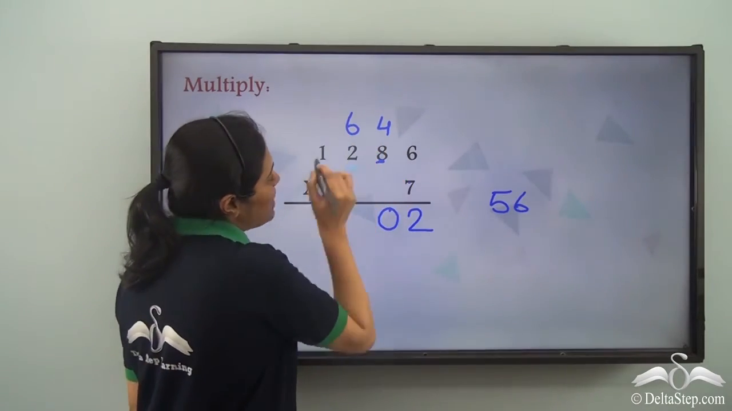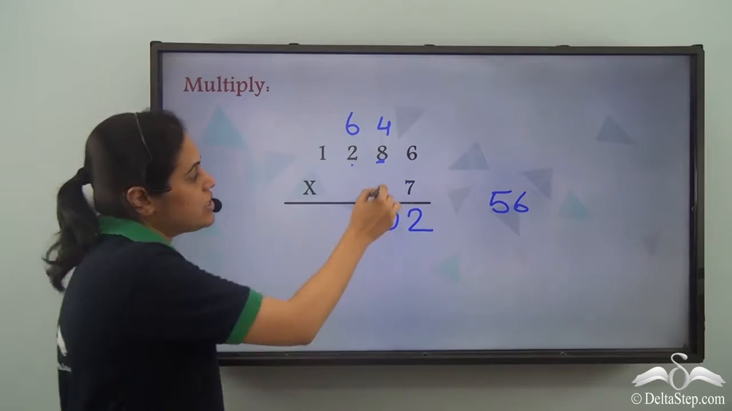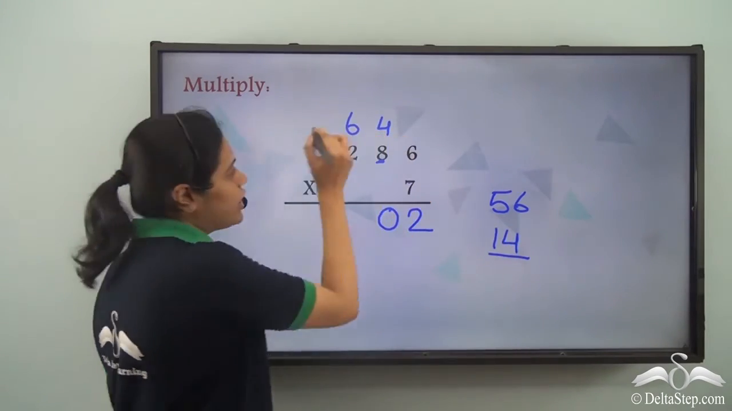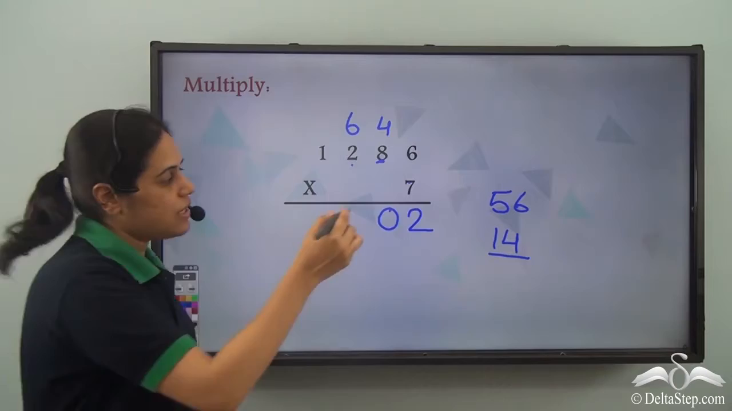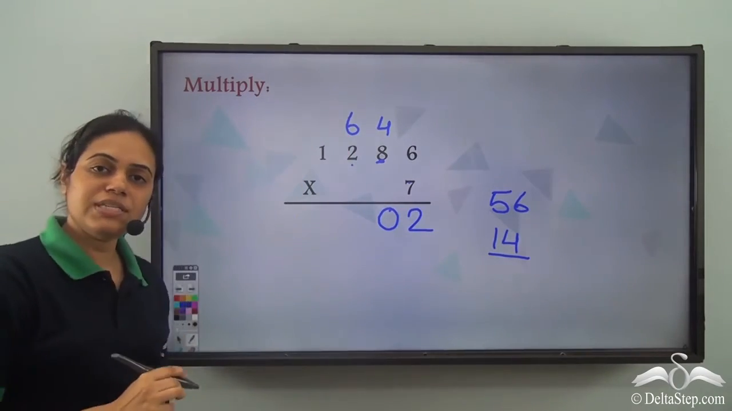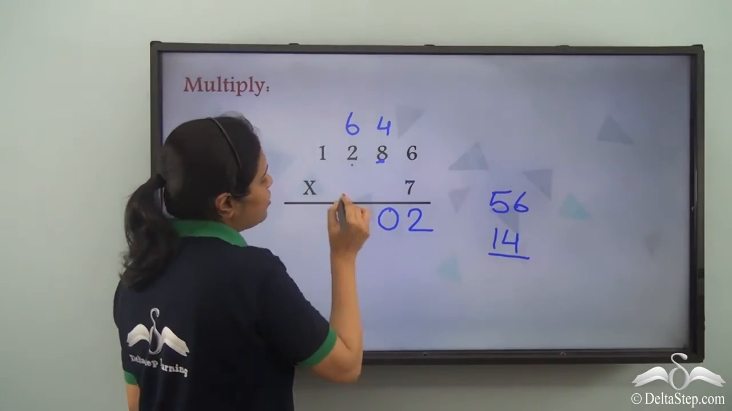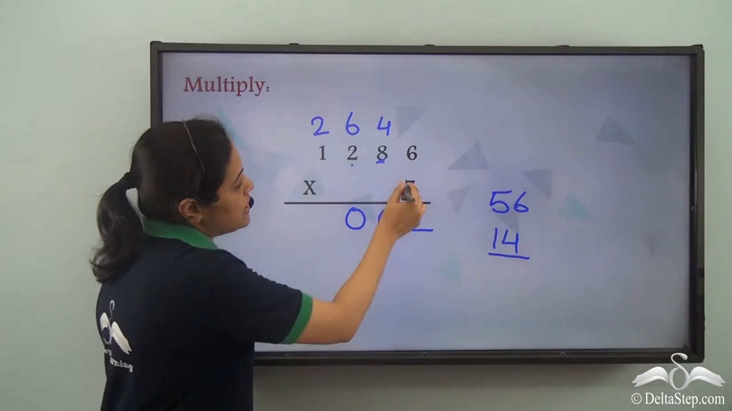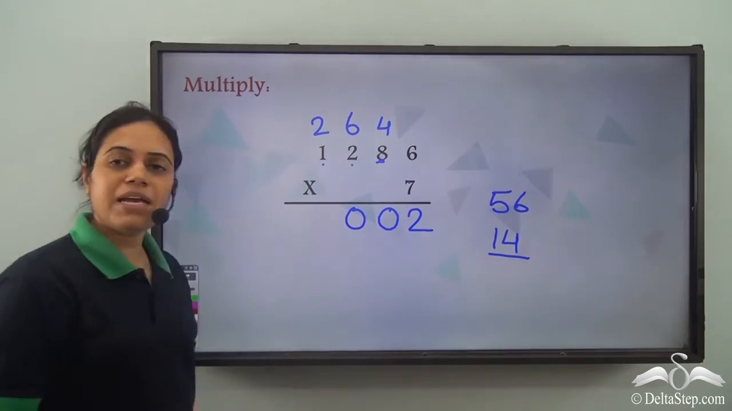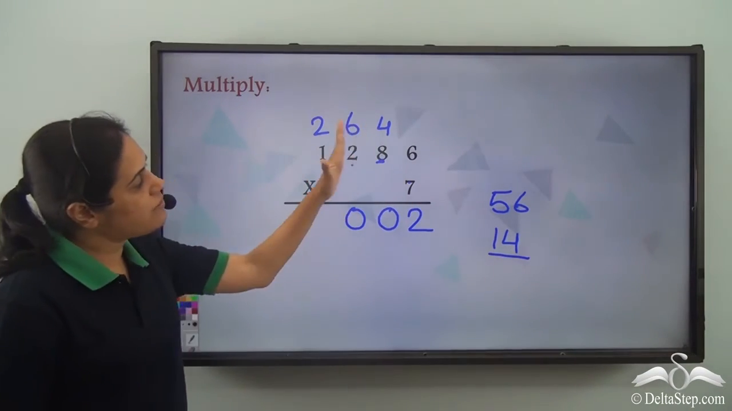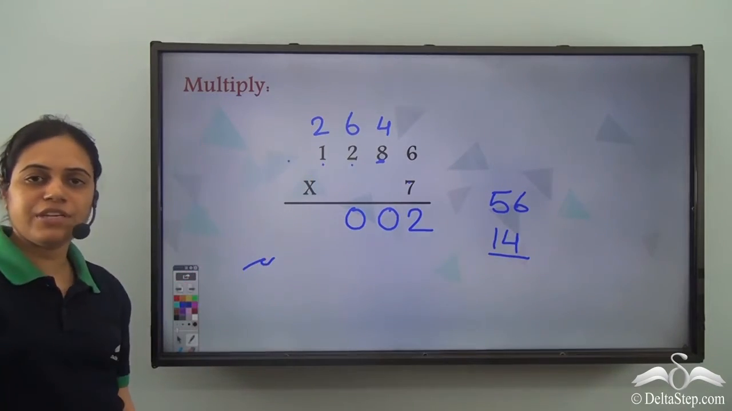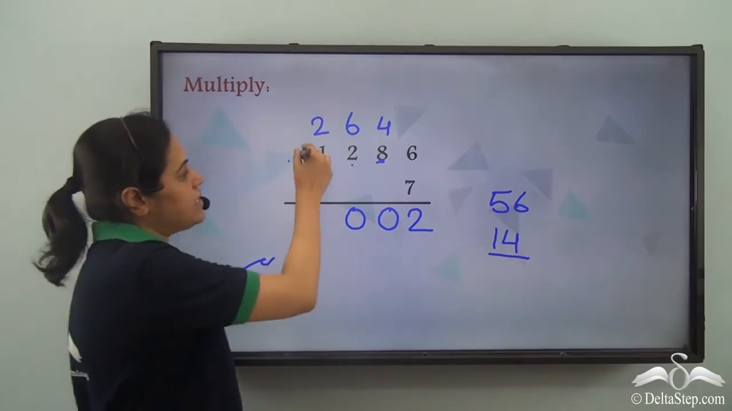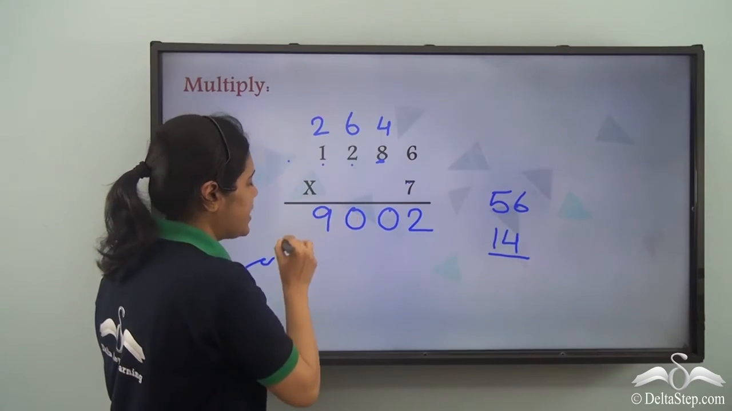Now I multiply 7 with 2. 7 into 2 is 14. And to this 14 I add 6. Now 14 plus 6 is 20. So I write 0 here and 2 here. Now 7 into 1, I need to multiply 7 by 1. So you see I am shifting one place to the left every time. 7 into 1 is 7 and 7 plus 2 is 9.